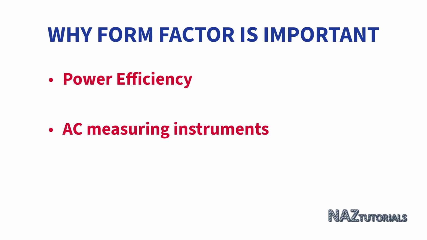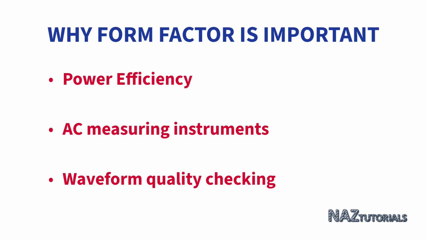Form factor is also used for instrument design, as many AC measuring instruments measure the average value assuming a sinusoidal wave. So the meter is calibrated to display the RMS value assuming a sine wave. So if the wave is not sinusoidal, the reading becomes inaccurate.